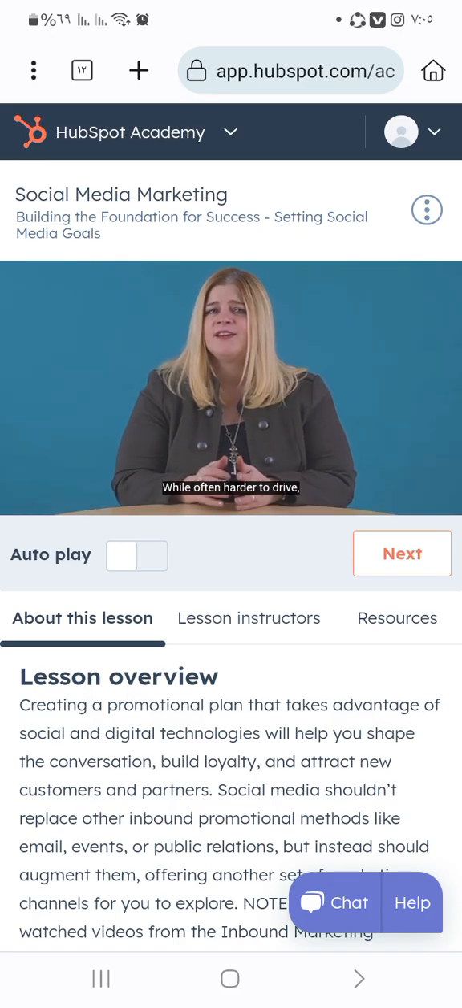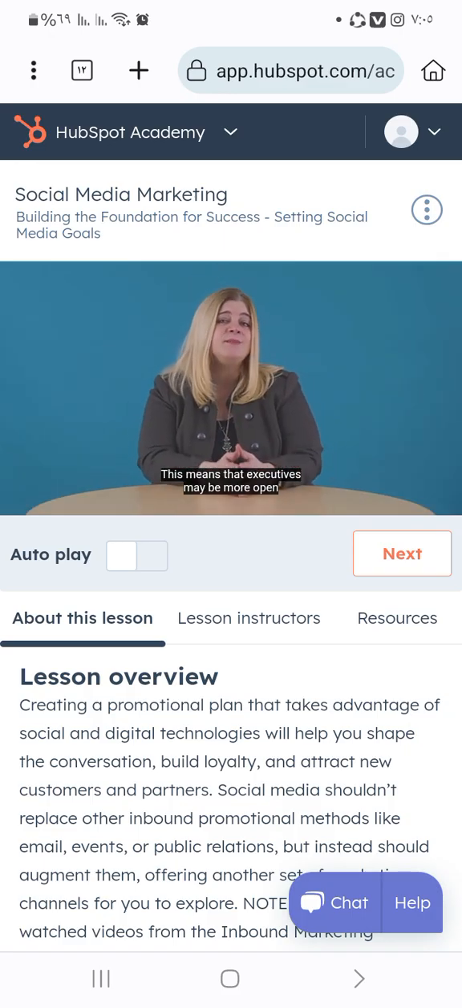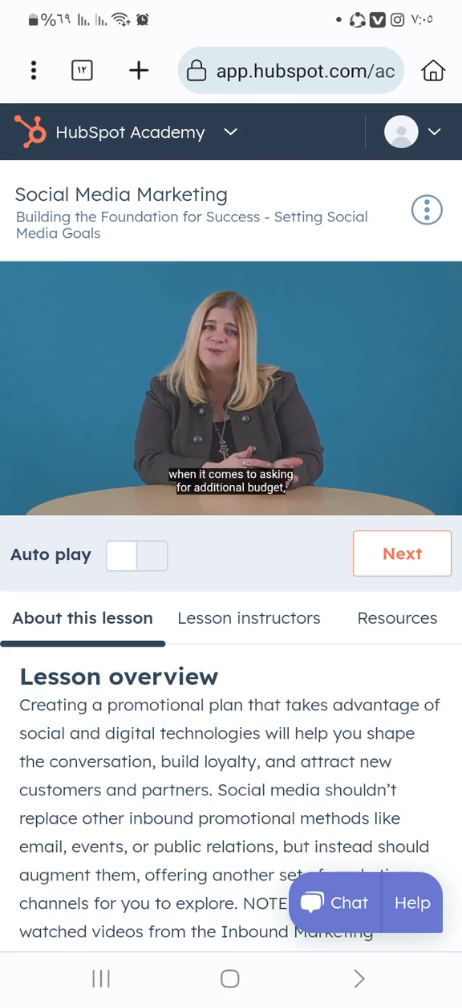Measuring social media ROI and garnering leads are goals that many salespeople and executives will gravitate toward. While often harder to drive, these are the types of KPIs that can directly affect the business's bottom line. This means that executives may be more open to listening to proposals from your social team when it comes to asking for additional budget or headcount to meet those business goals.